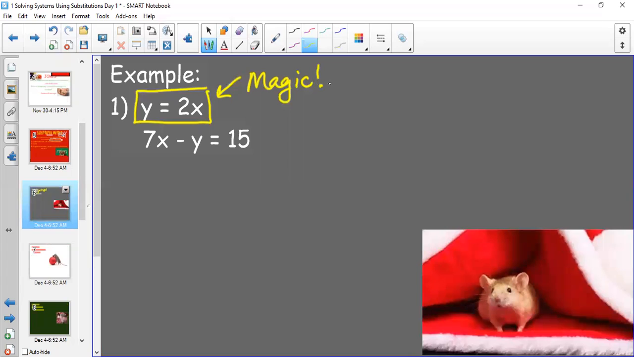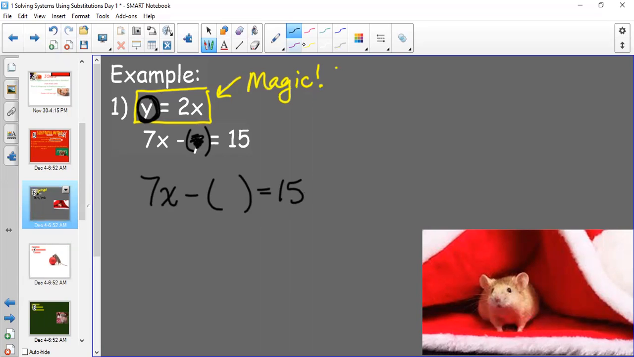All right, step 2, we're going to plug that magic equation into the other equation. Here's what I do. I find in the magic equation the variable that is all by itself, so y. Down below, I cross out that letter, and instead I put parentheses. So I'm going to rewrite this: 7x minus parentheses equals 15. All I did was take out that letter.